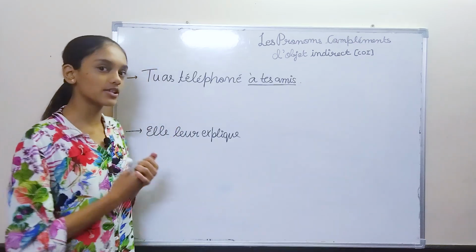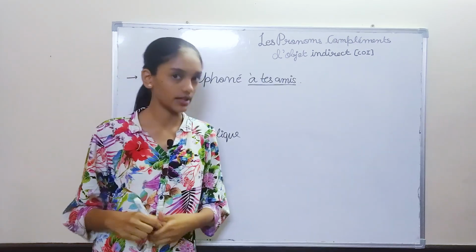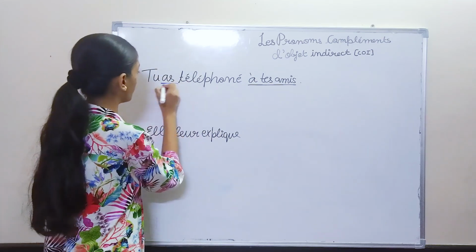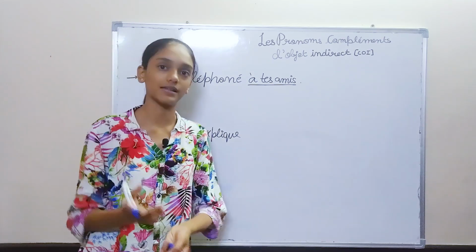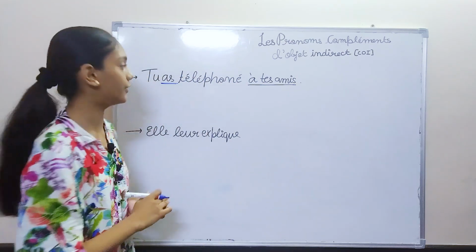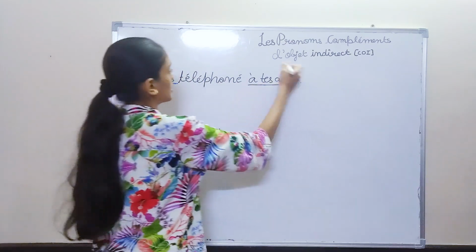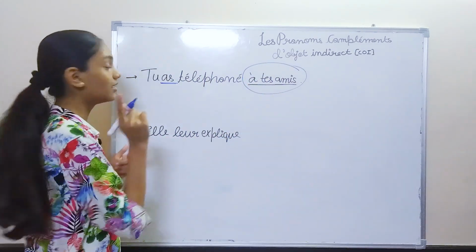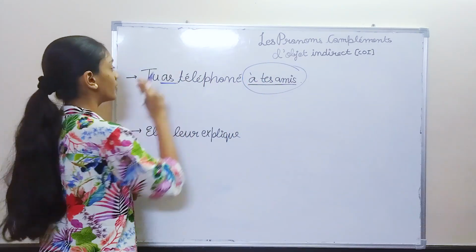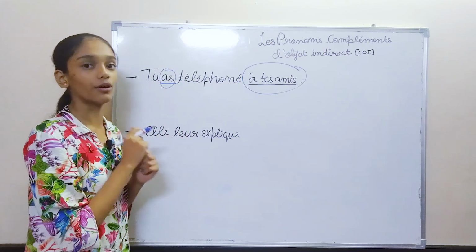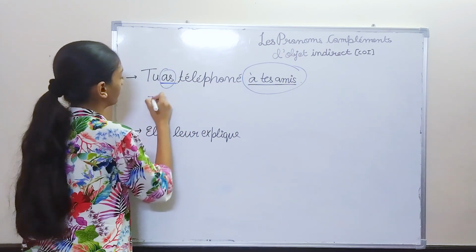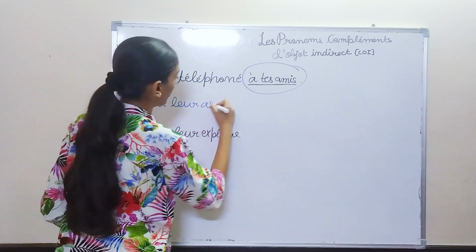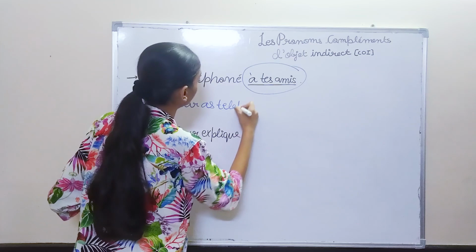Now, where do we place these pronouns in passé composé? Same as COD, always before the auxiliary or the helping verb, which in passé composé is either avoir or être. So, à tes amis, it's plural, that means we'll place leur. Where? Before the helping verb. Therefore, it would be tu leur as téléphoné.